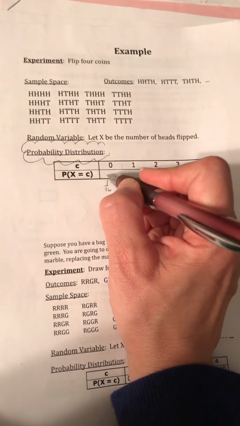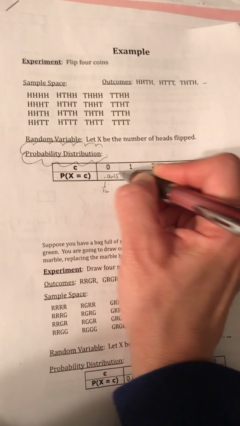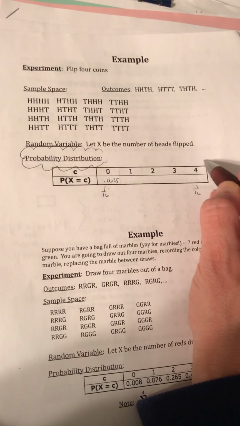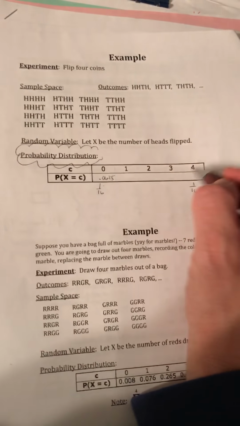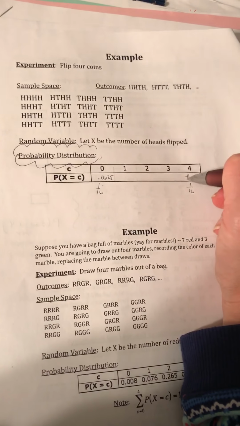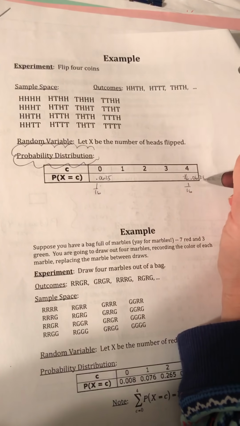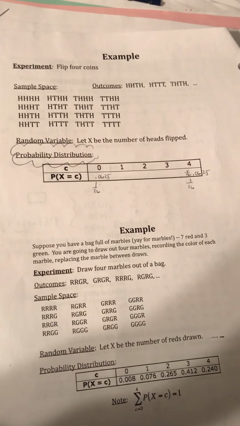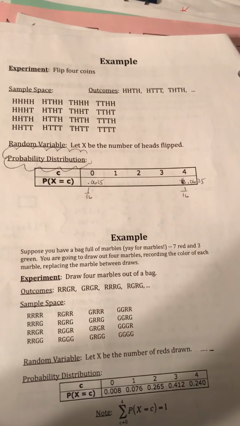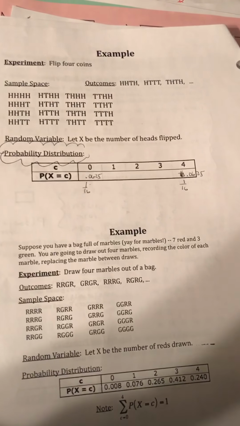I can go ahead and put in here, this is 0.0625, no different than if I said, hey, what's the probability of getting 4 heads? Done. 1/16. But what we always want to be thinking about is also this idea of where this 16 is coming from.